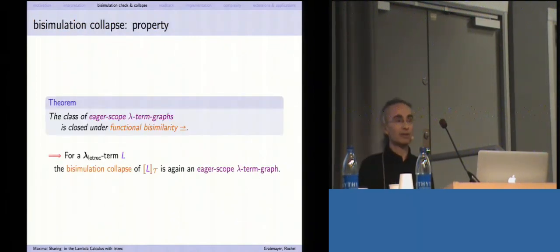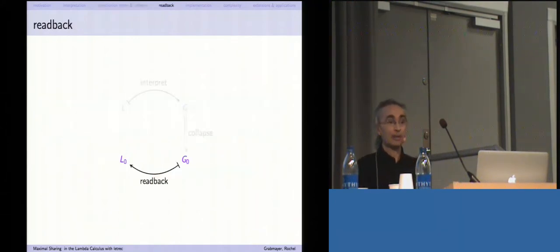The important property here is that the class of eager scope term graphs is closed under functional bisimilarity. And this means for our methods that the bisimulation collapse of the term graph interpretation of a lambda letrec term is again an eager scope lambda term graph. And this is crucial for our methods.